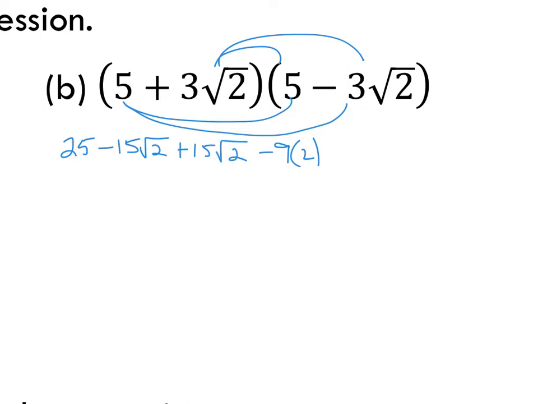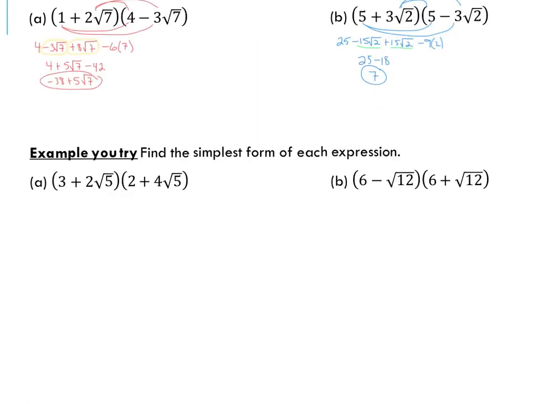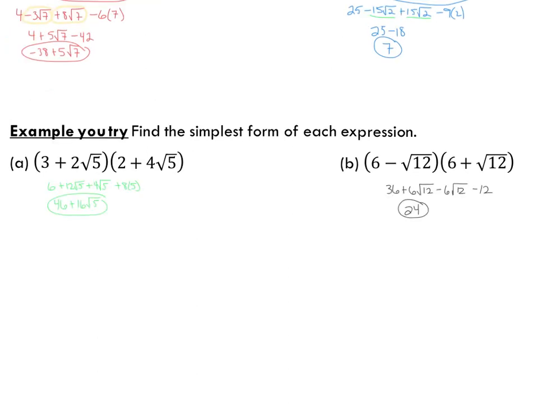So just like we discussed earlier, notice we have like terms here, and we know negative 15 plus 15 is just 0. So all we have left is 25 minus 18, which in this case is 7. And that's it. Take a minute or two and try the two example Try-Its. So hopefully for A, you found 46 plus 16 square root 5, and for letter B, 24.